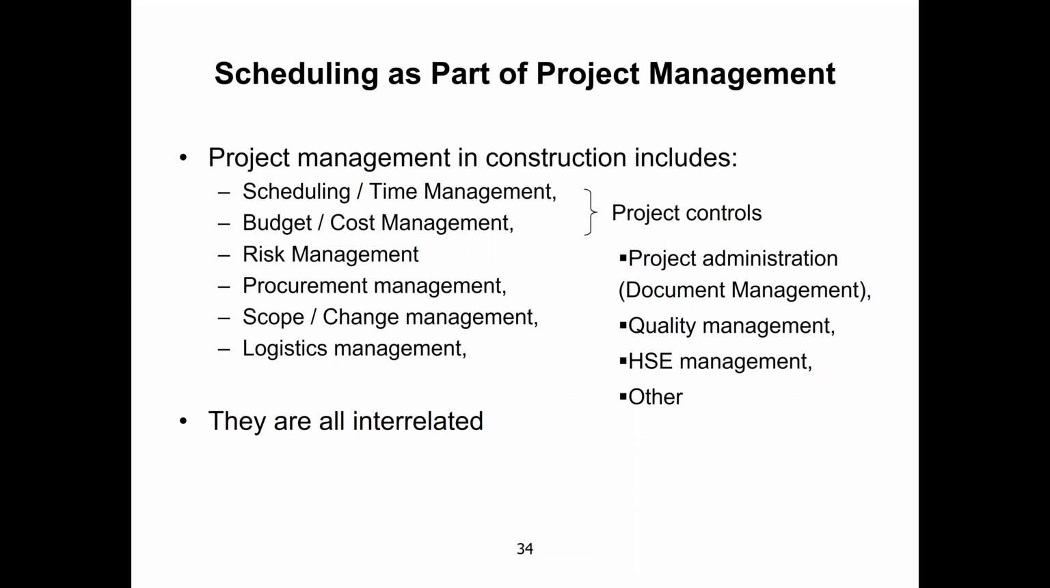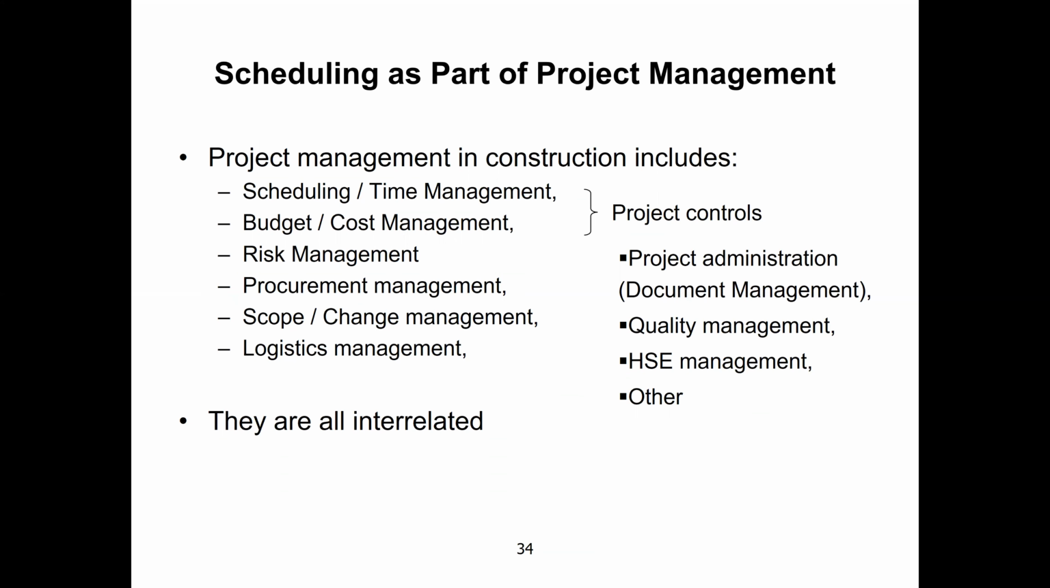Okay, next we are going to look at scheduling as part of project management. In project management, we are going to manage scheduling, time management, and budget or cost management. Project control is like controlling the cost and controlling the time. Or we do risk management, procurement management, scope management, or logistics management, or project administration and documentation management, quality management, or health, safety, and environment management.